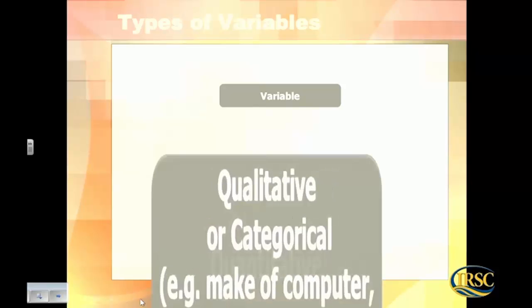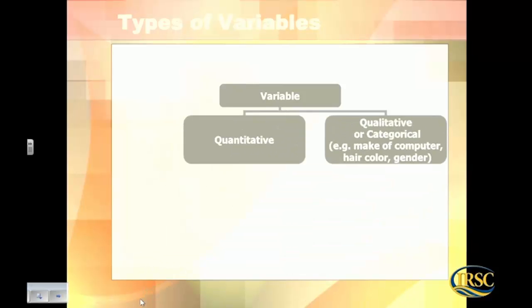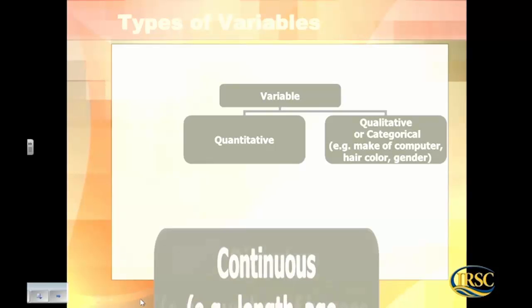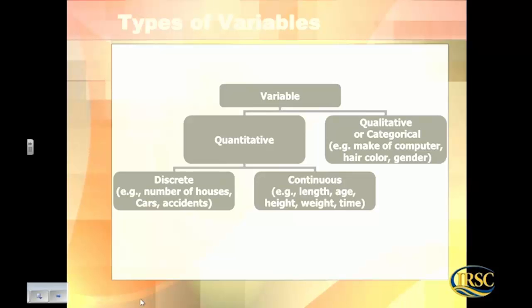So a variable can be broken up into two different types, quantitative and qualitative. You don't necessarily have to write what's in parentheses in your bubble there, because we're going to talk about that more. But qualitative can also be known as categorical. And then quantitative variables can be split up into two types. So again, only write down the headings, discrete and continuous. The part in parentheses we're going to touch on a little bit more in a second.